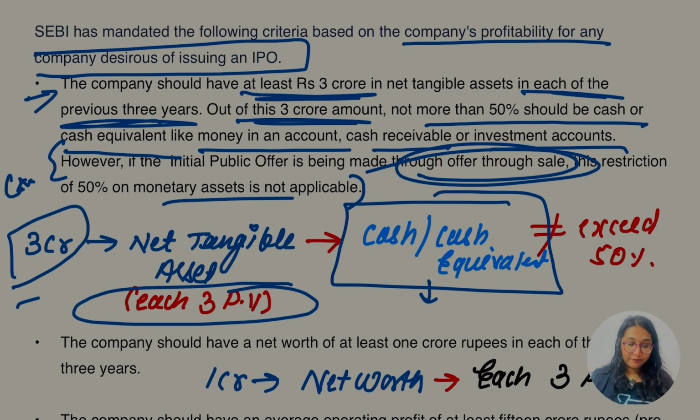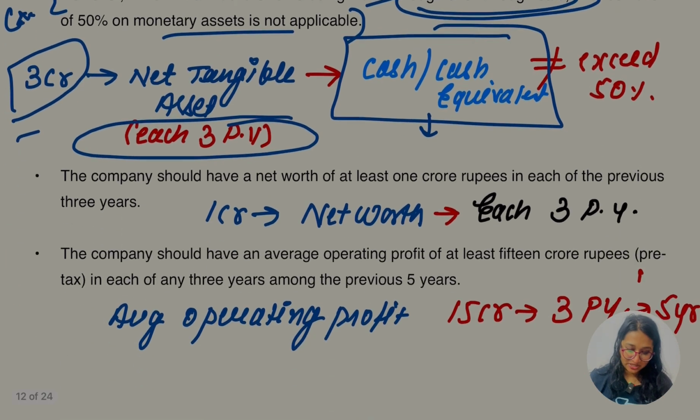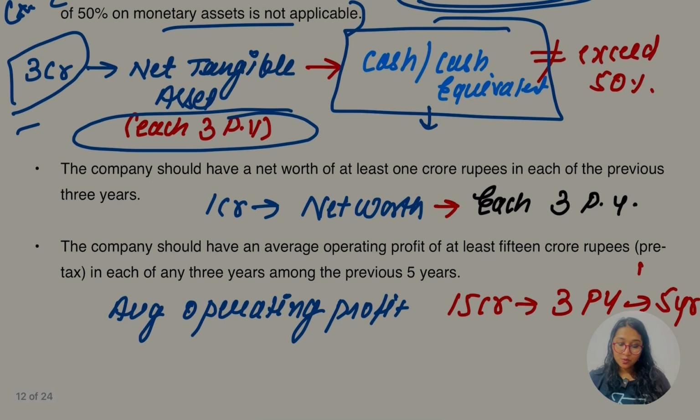Okay, so the very first point they are saying is the company should have the net tangible asset of 3 crore in the previous 3 years. And from that it should not exceed 50% of cash and cash equivalent. Now we know what is cash and cash equivalent. So simply can I say the company should have 3 crore net tangible asset in the past 3 previous years, and the cash and cash equivalent should not exceed 50% of it. Okay, जी हाँ.